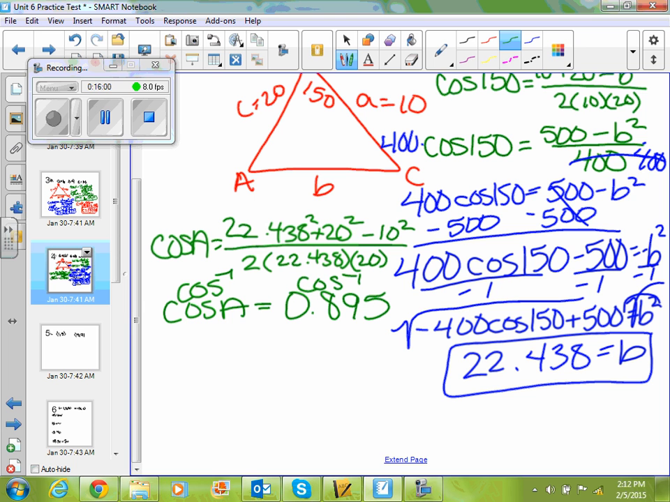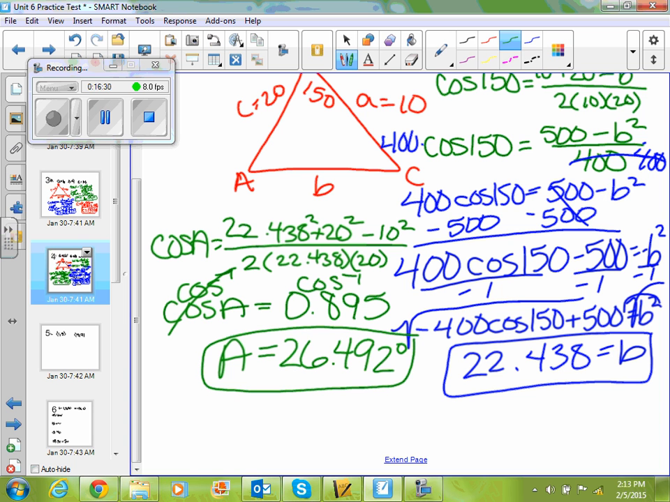And then take the inverse cosine, so those cancel. That's the inverse cosine of 0.895, which is 26.492. Okay, so A equals 26.492.